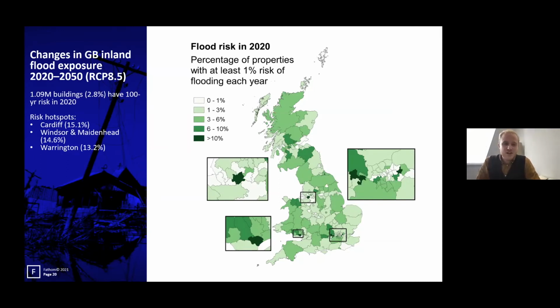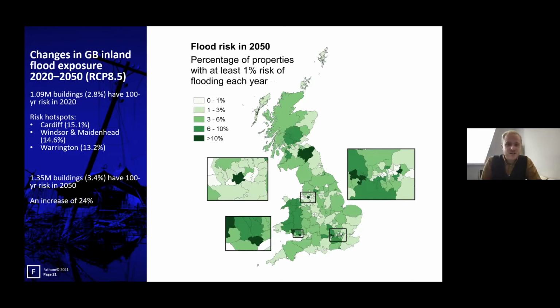And we found just over 1 million properties have at least some flood risk at the 100-year level, or just under 3% of the UK's total building stock. You can see that there are hotspots across the country, really. This proportion rises to the teens of percent in places like Cardiff, Windsor, and Warrington that particularly stick out.